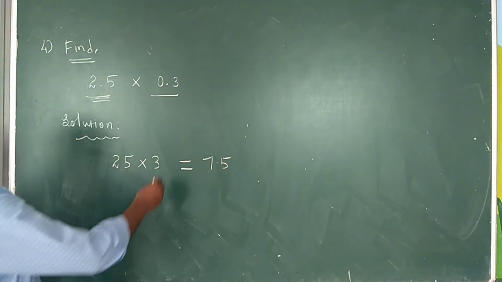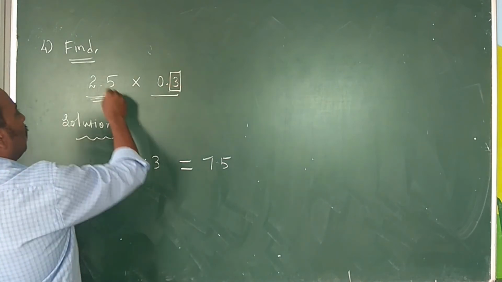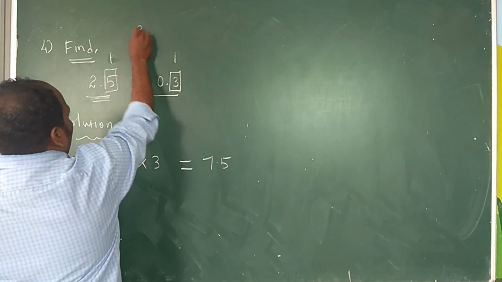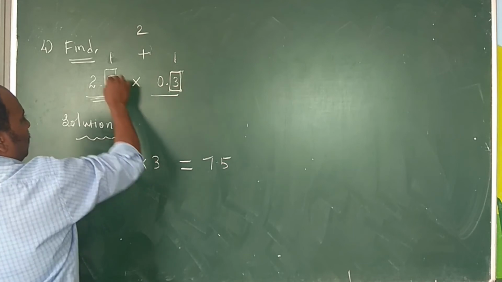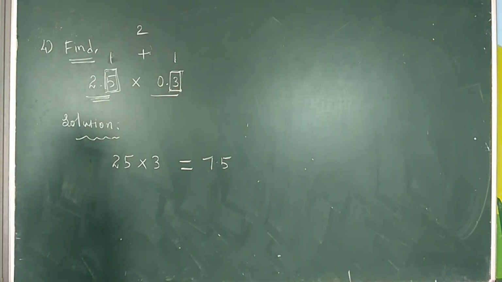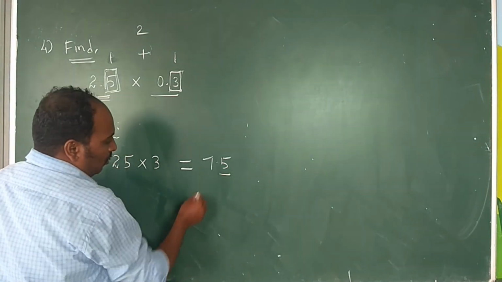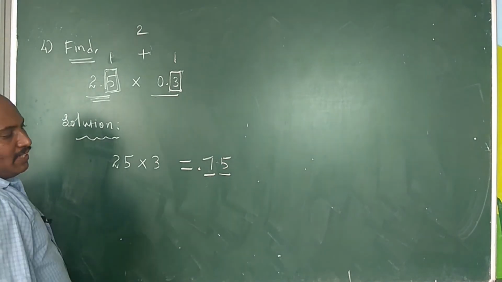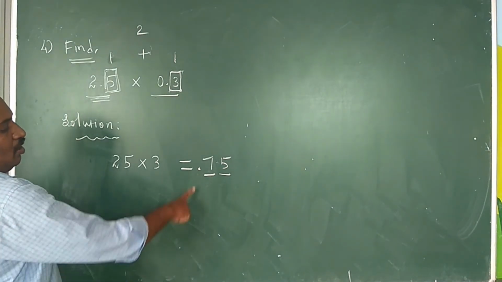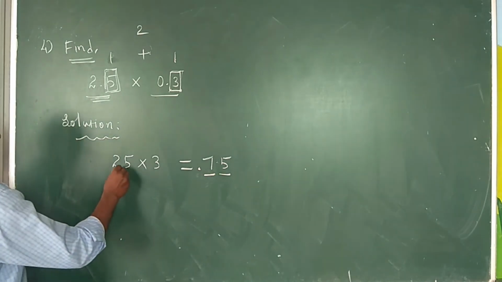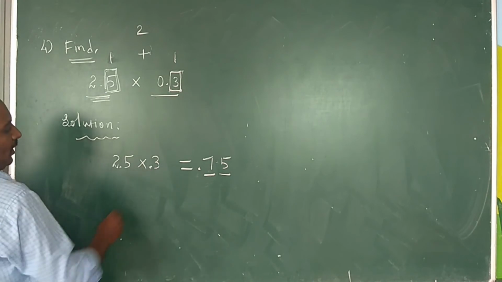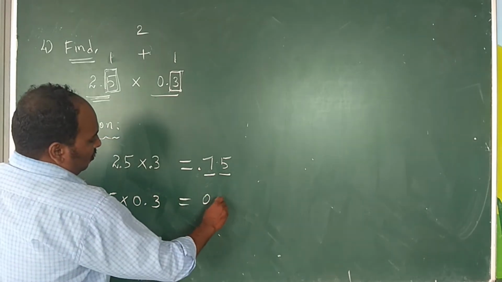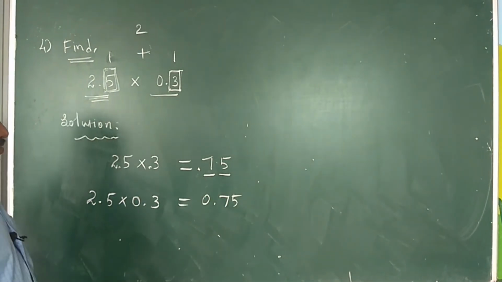Count the decimal places. Here 1, here also 1. So 1 plus 1 is equal to 2. We place the decimal point before the 2 digits. So our answer is 0.75. That means 2.5 into 0.3 is equal to 0.75.